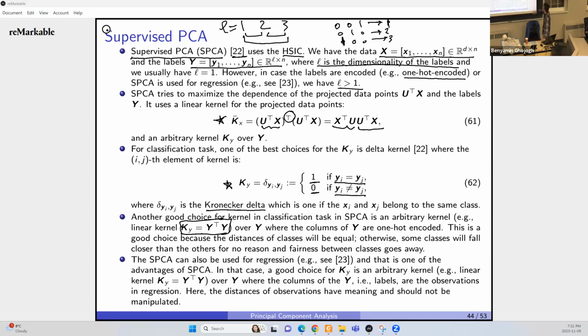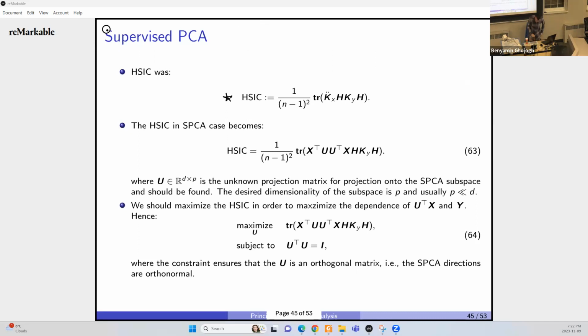I said, okay, we calculate the kernels. Now HSIC between them, right? I'm using HSIC. What was the kernel over X? We just calculated that in the previous slide: X transpose U, U transpose X. What is KY? It's either the linear kernel, for example, or the Kronecker delta kernel. Do you remember? So now I drop this. This is a constant. I don't care about this factor, multiplier, right?